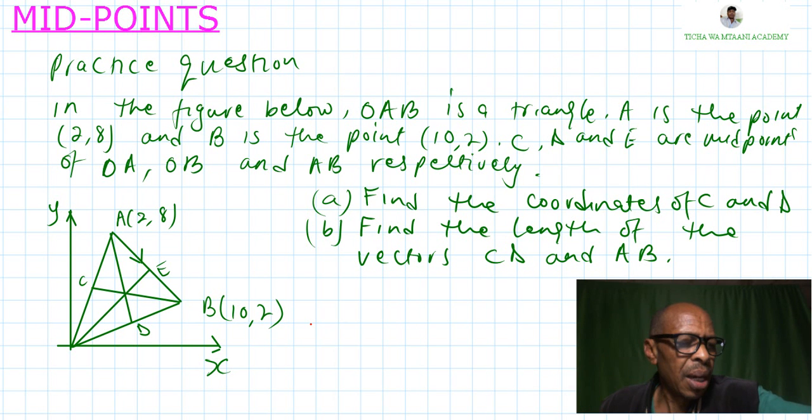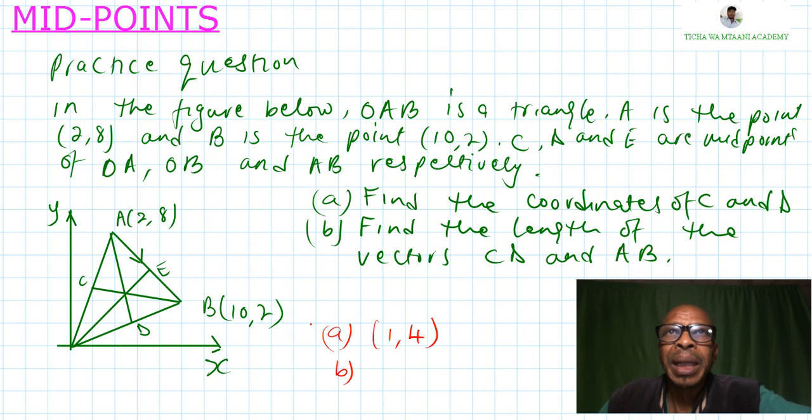But let me give you the answers if you can confirm. So for part A, you'll be able to get the coordinates of C are 1, 4. Then we have the coordinates of D, which are 5, 1.